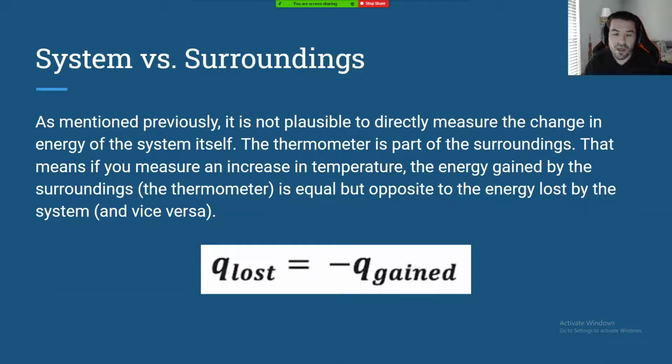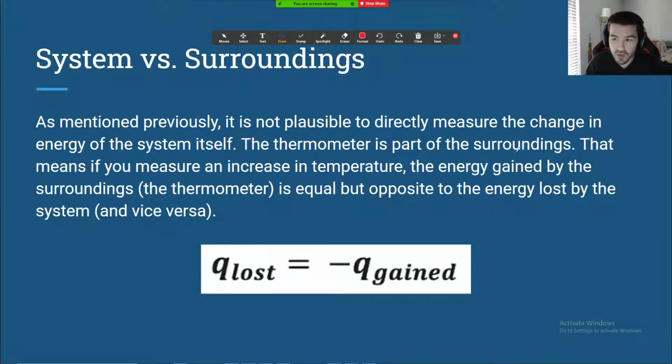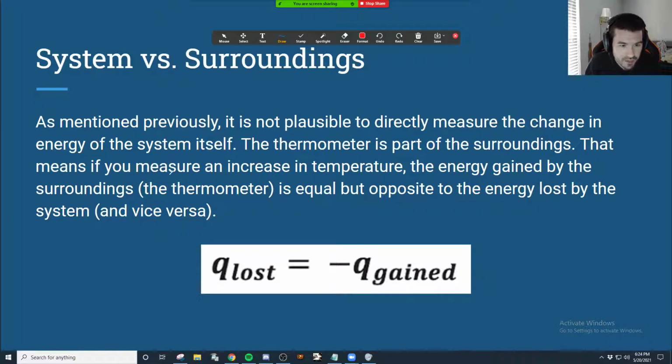So when you are encountering a calorimetry problem, the temperature change is always going to be like the surroundings change, okay? So there's oftentimes a negative sign that's involved here. Okay, let me just read this. That means that if you measure an increase in temperature, that's the increase of the surroundings, okay? So the energy gained by the surroundings, or the thermometer, is equal but opposite to the energy lost by the system, okay? So if you gained energy, then that's going to be equal to the energy that was lost by the system, but there's going to be a negative sign somewhere, okay?